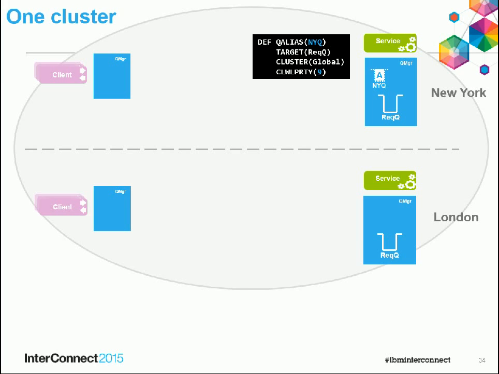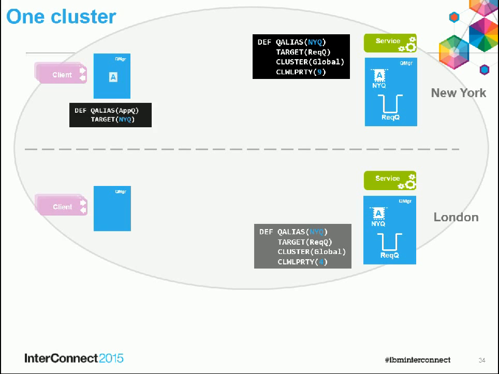So we define our alias. We've got a request queue defined in New York and in London. We define an alias called NYQ, so that's our New York queue, pointing to that request queue, and this we're going to put into this one global cluster. And we give it a high priority as well. Then we define the same alias called NYQ, so it's a New York queue alias, but this time we define it down on the London queue manager, which is slightly strange, but you're going to see what we do here. We put it into the cluster as well, but this time we give it a low priority. So we've got a high priority version and a low priority version.